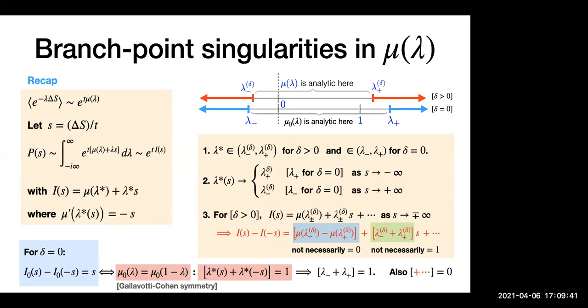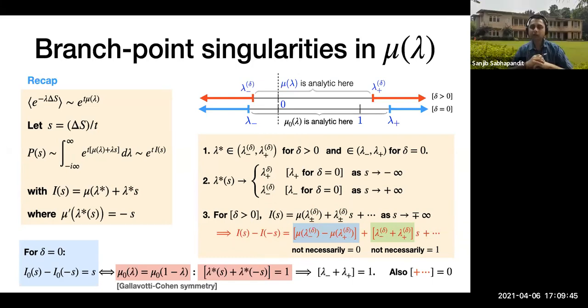Sanjib, are these square root branch points? There are square root branch points, but they need not be square root branch points. It can be a branch point of some power, something to the power p, which is, let's say, less than 1. So it need not be square root.